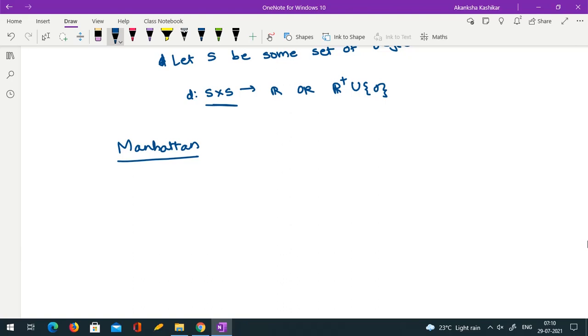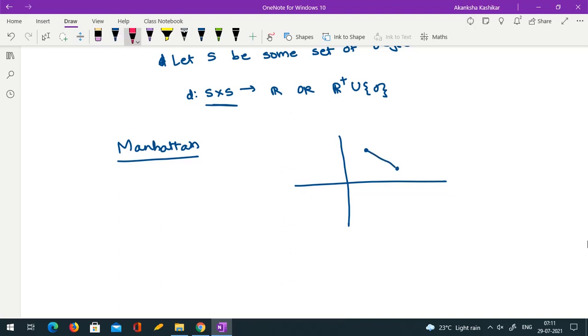Yes. Have you heard this word? In the context of distance function, you must have heard it as a place in the US. I don't want that. In the context of distance function, have you heard this word? Manhattan. So, what is Manhattan distance in general?